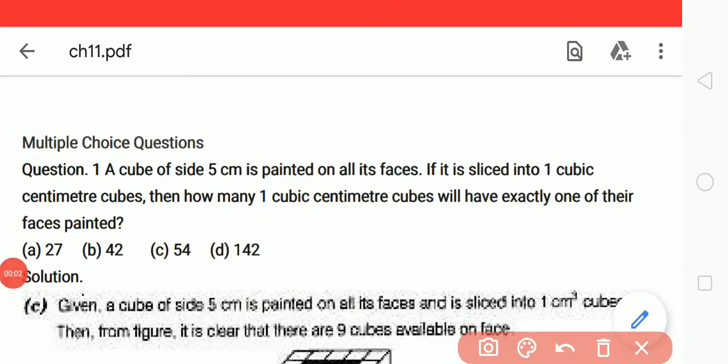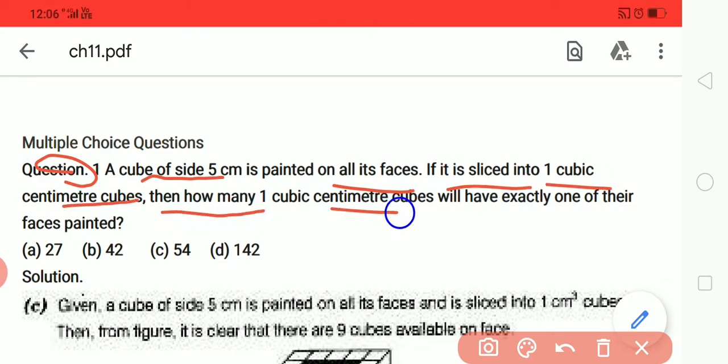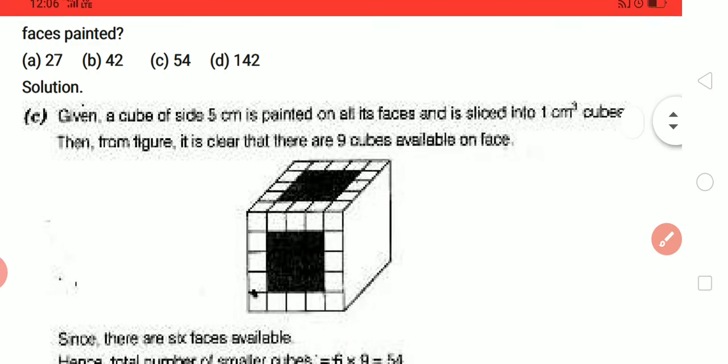Hello everyone, today we are going to start the MCQs on mensuration, chapter number 11 of class 8. So let us start with question number 1. A cube of side 5 cm is painted on all its faces. If it's sliced into 1 cubic centimeter cubes, then how many 1 cubic centimeter cubes will have exactly one of their faces painted? So let us check.